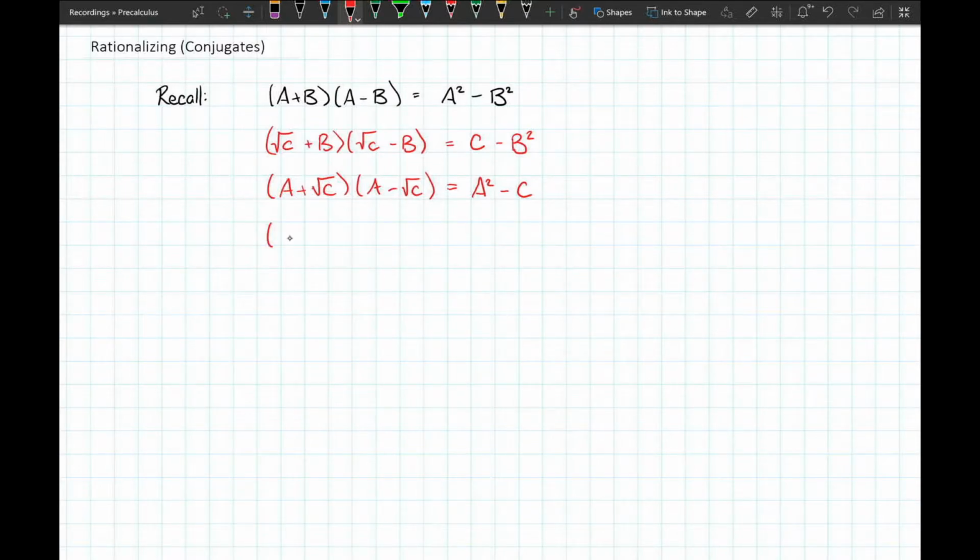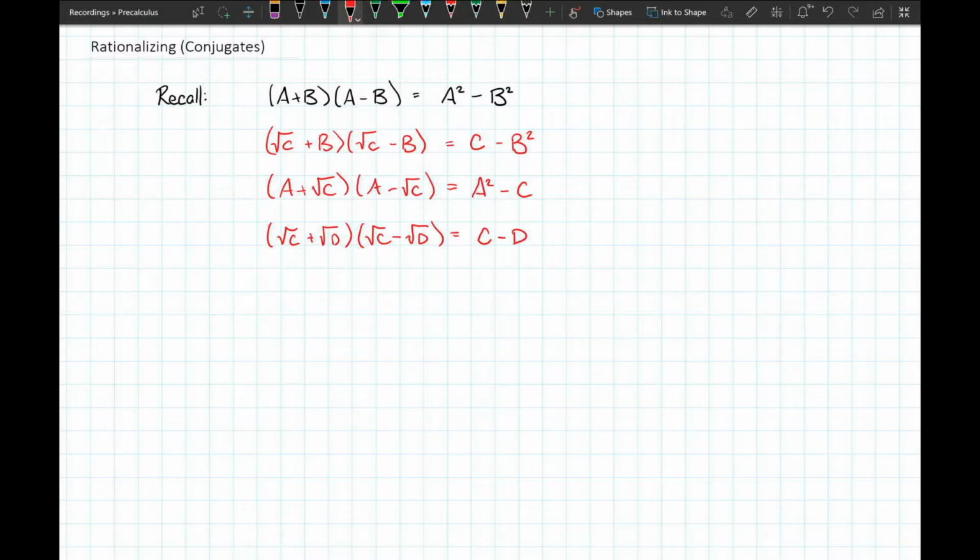What if they're both roots? What if we have root c plus root d times root c minus root d? All right, difference of squares again. Root c times root c will just be c. So that's like our a squared. And then our b squared in this case is root d times root d, which is just d. So we get c minus d.